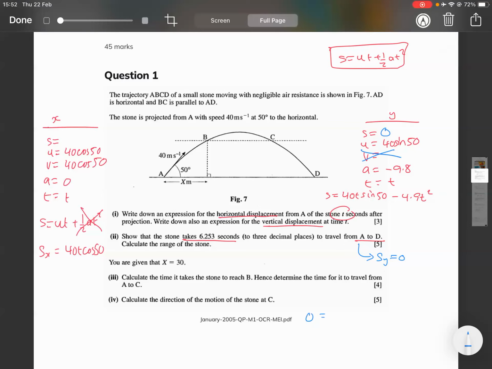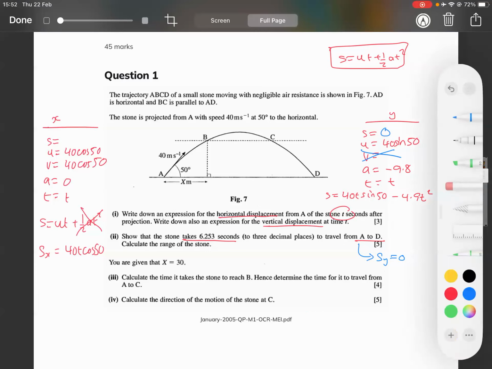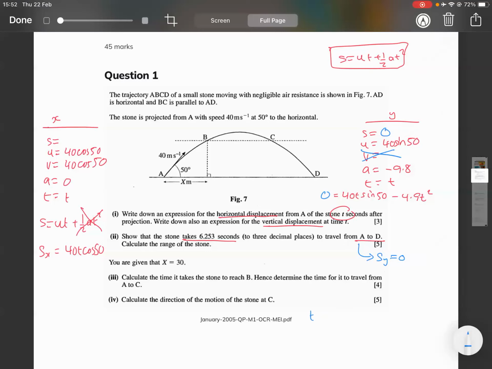0 equals 40T sine 50 minus 4.9 T squared. I'm just going to be lazy and put it there. And then factorize, okay? So T bracket 40 sine 50 minus 4.9 T equals 0. So then T equals 0. That was at the start. And then this one is telling us that 40 sine 50 minus 4.9 T equals 0. So make that equal to 4.9 T and divide by 4.9, or use your calculator to solve the quadratic.